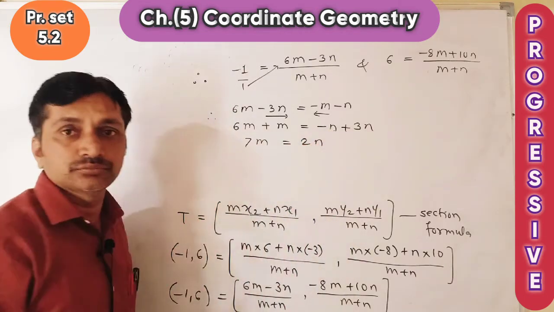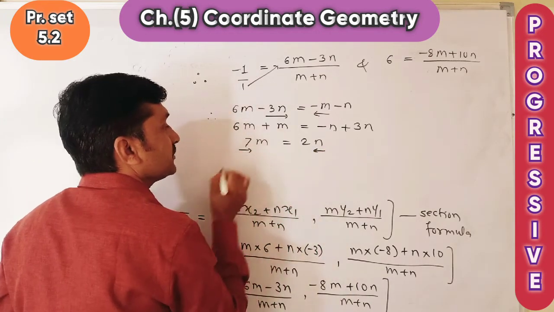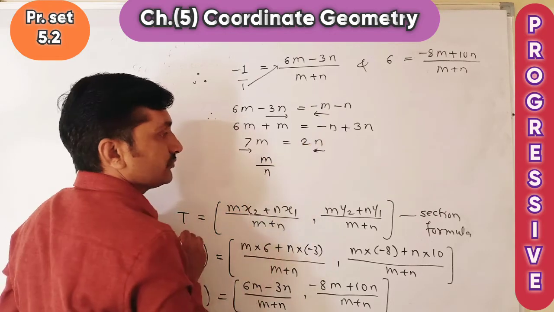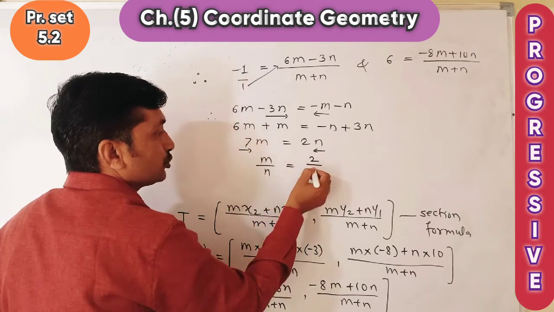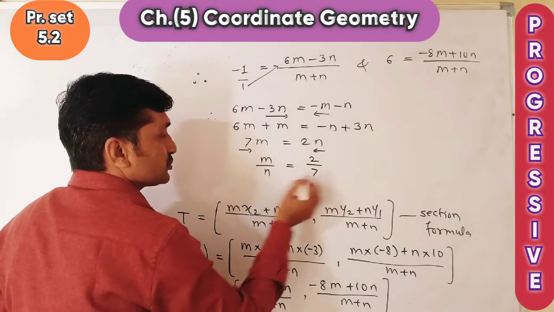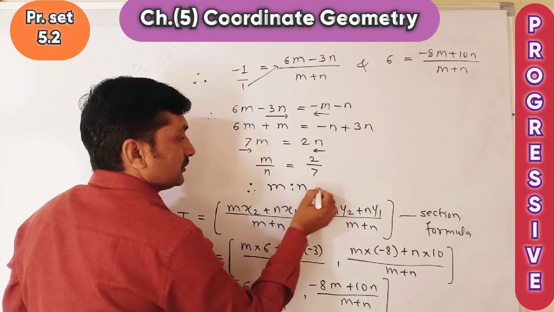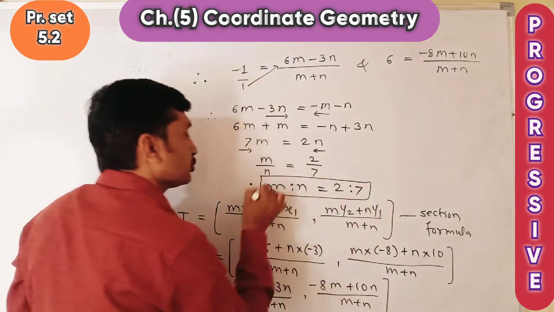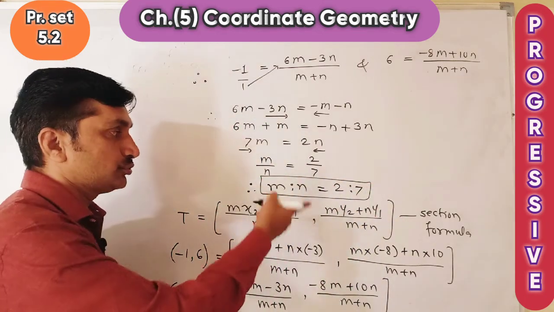Now we want the ratio m is to n. Therefore bring n here and transfer 7 there. So m upon n, and 2 is already on the right side, and 7 will go there as a divisor, and this is the ratio. Therefore m is to n is equal to 2 is to 7. In this way we got the ratio m is to n is equal to 2 is to 7.